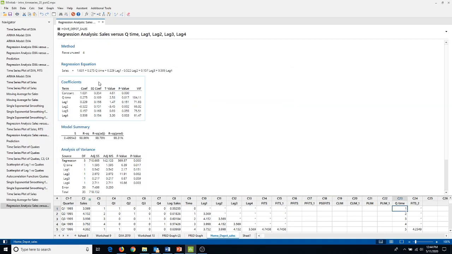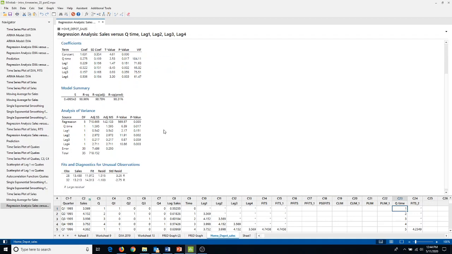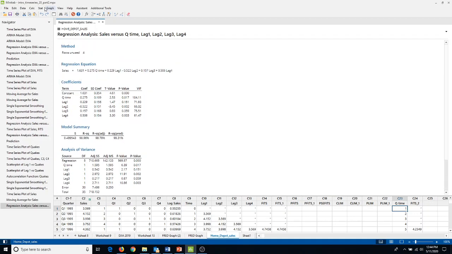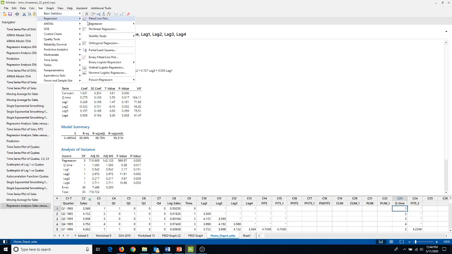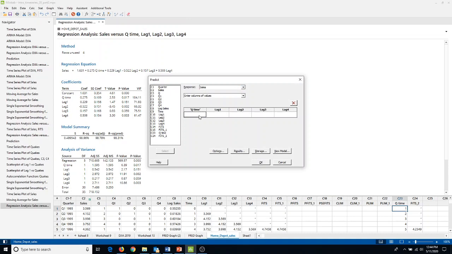What this allows me to do, it kind of tells me, well, it's going up by 275 million each quarter, but then I have to take in the various lags. My lag 2 is actually a negative number. And so if I wanted to plug in a value, I could do that. Let me see if I can do it off the fly here. Do a prediction. Let's do it at time 41.